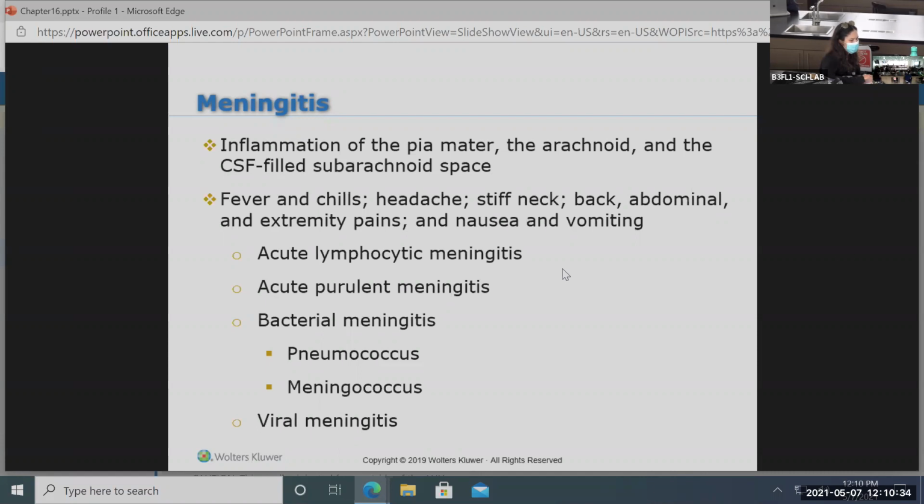Please highlight the patient presents with fever, chill, headache. Highlight neck stiffness, stiff neck, abdominal pain, extremity pain, pain in the limbs, and that is important.